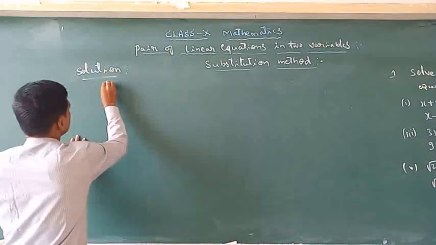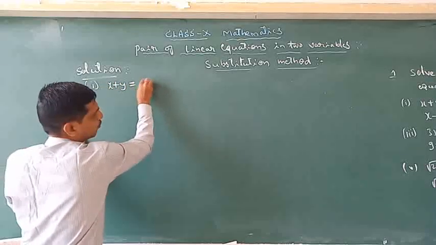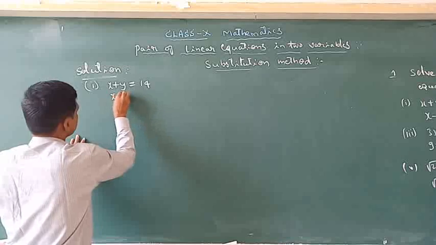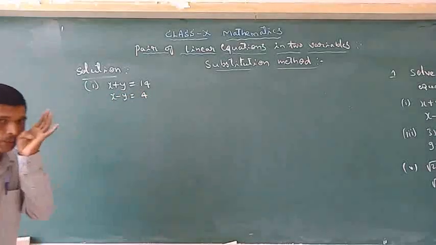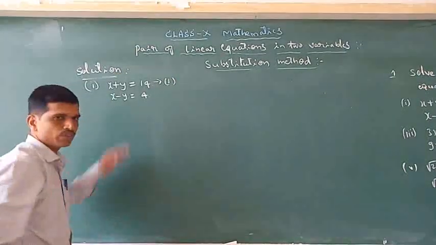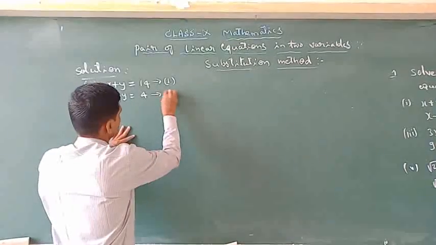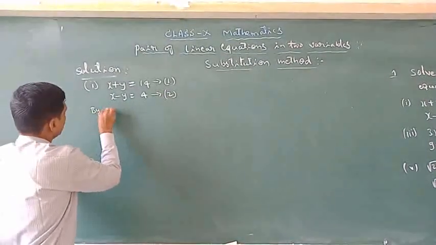Okay, the first one is x plus y is equal to 14. And another one is x minus y is equal to 4. Okay, two variables. So now try to solve. Using the solution I already wrote, henceforth I will take the first one as equation 1, the second one as equation 2, by substitution method.